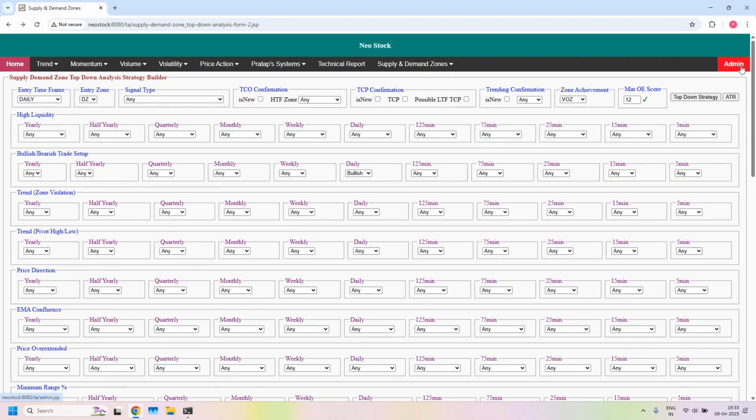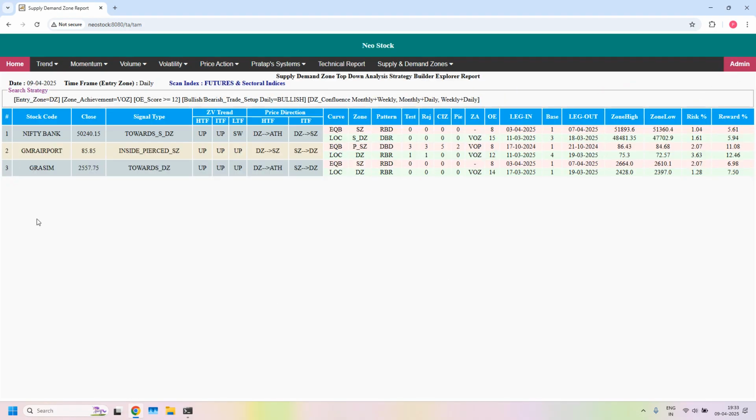With all the 3 filters, we got 3 stocks. In these 3 stocks, these daily demand zones are overlapped with weekly demand zone. Again, both together overlapped with monthly demand zone. And monthly trend is up in all the 3 stocks. So if monthly demand zone is having monthly EMA confluence in any of these stocks, then there could be even more high probability trade setups to get success.